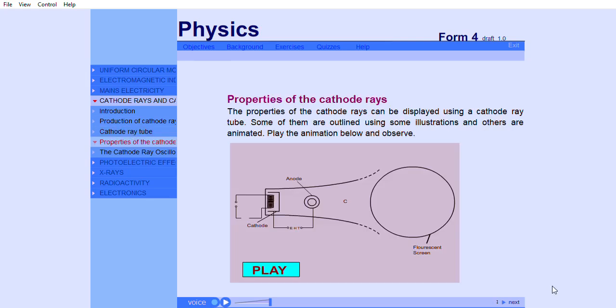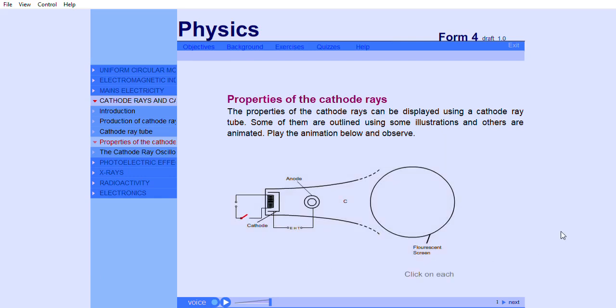Properties of the cathode rays. The properties of the cathode rays can be displayed using a cathode ray tube. Some of them are outlined using some illustrations and others are animated. Play the animation below and observe.